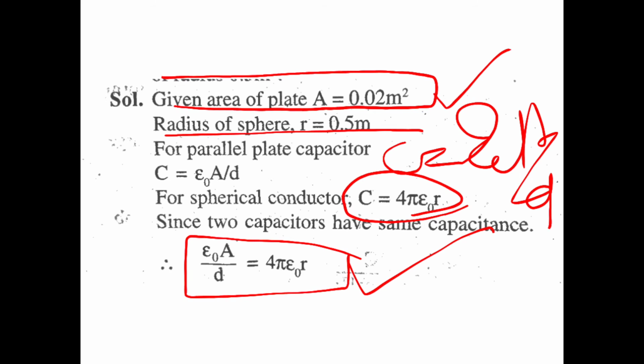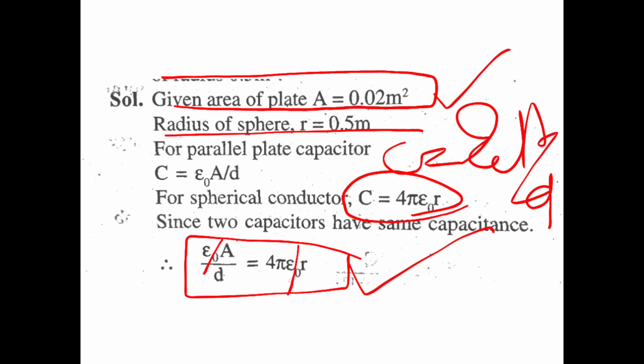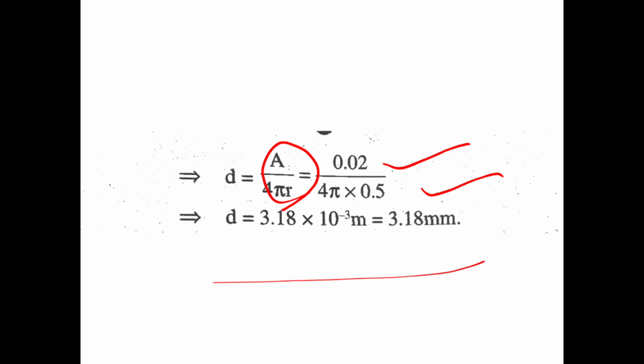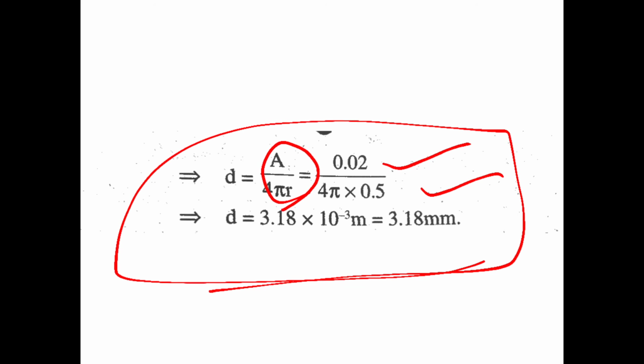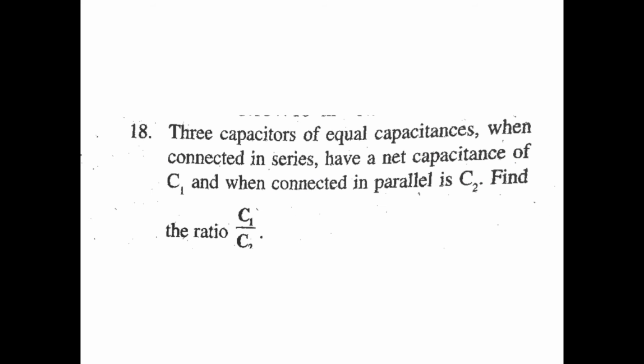Here epsilon 0 cancels. Then we get D is equal to A by 4 pi R. You have to solve this and get the answer. If I solve it here, so much time will be taken and the video will be very long. You will get bored.